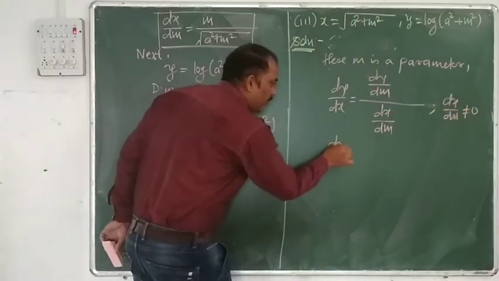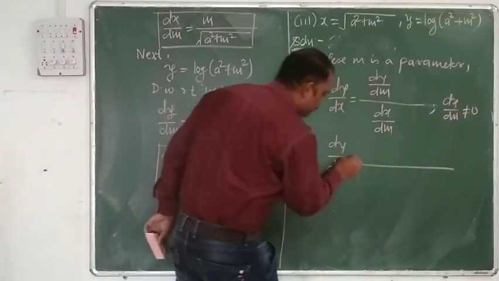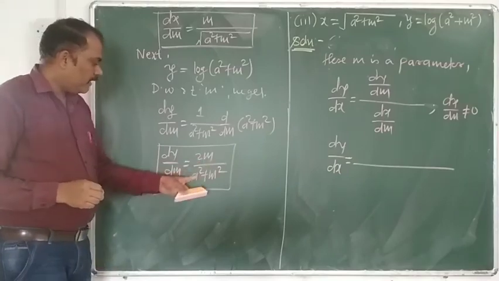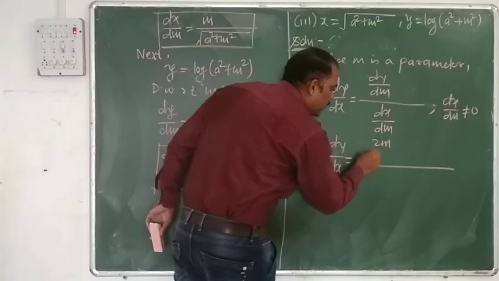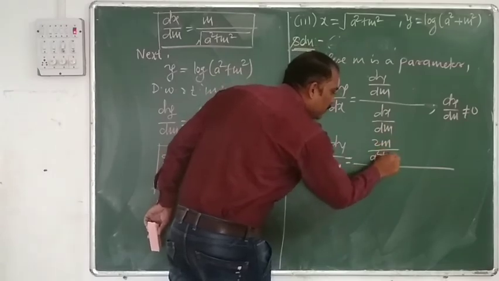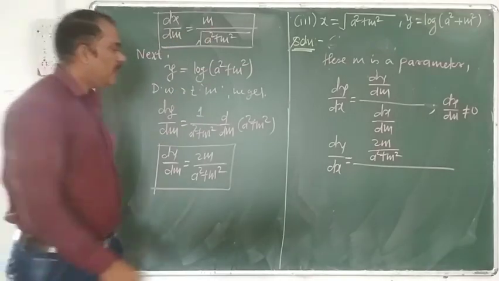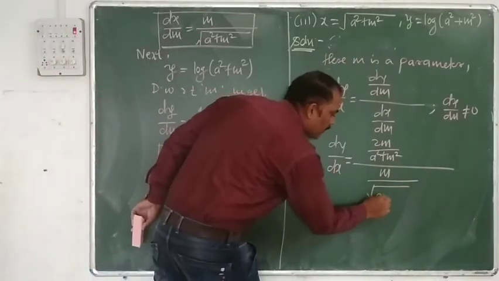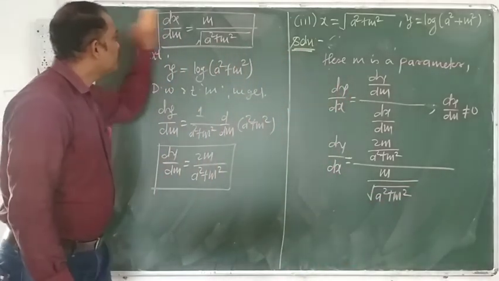So dy by dx is equal to, what is the value of dy by dm? 2m divided by a square plus m square. What is dx by dm? m divided by under square root of a square plus m square.